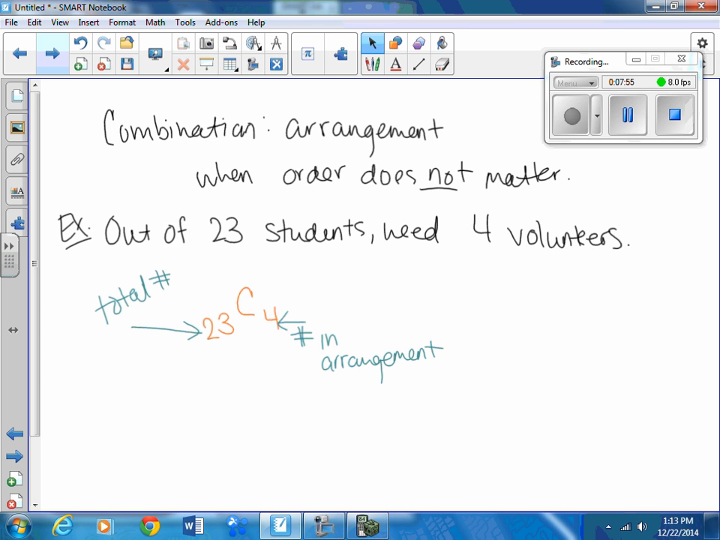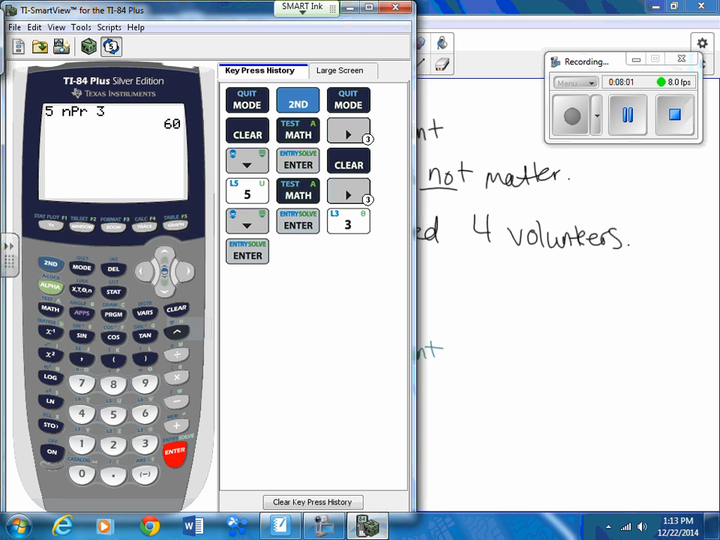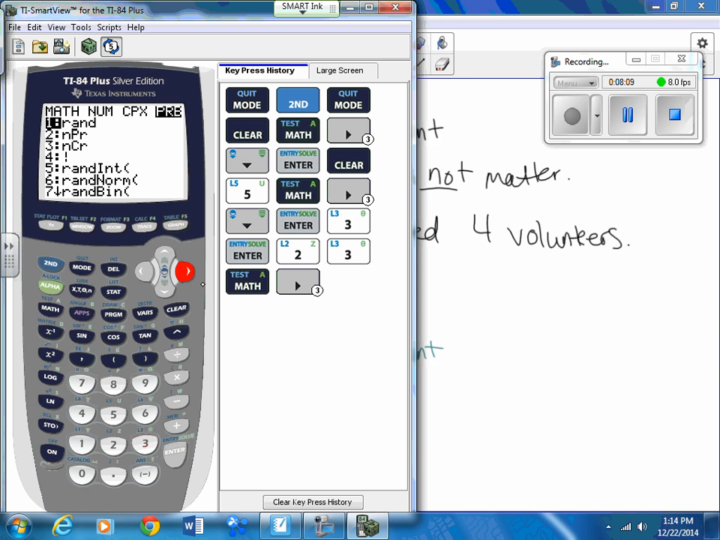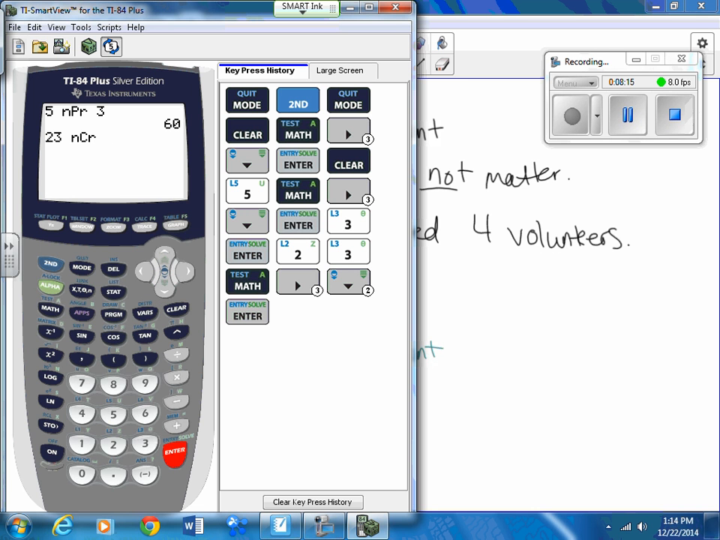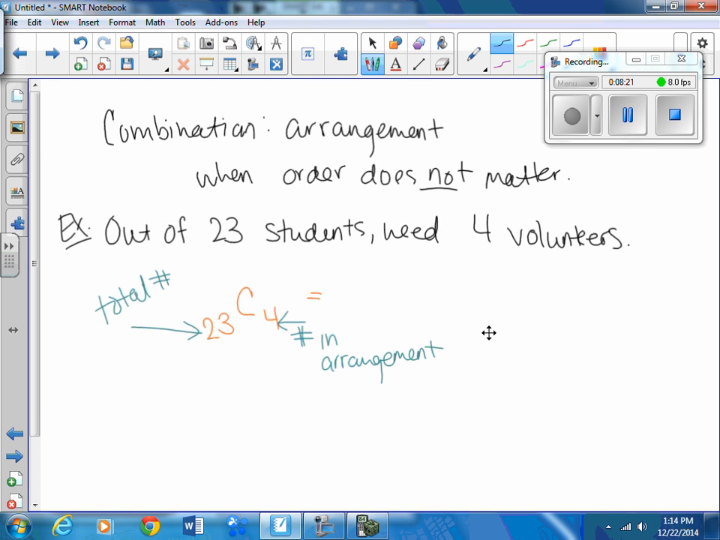Believe it or not, this also has a button in your calculator that we can use. Just like before, we need to go to 23, because that's my first thing. Then if I go into math, and I go over to probability, there, choice 3, that's my choose. And then what am I choosing? 4 people. Bam, 8,855. So out of a class of 23, if I need to choose 4 of you, there are 8,855 arrangements, because it doesn't matter if I pick you first, second, third, or fourth.